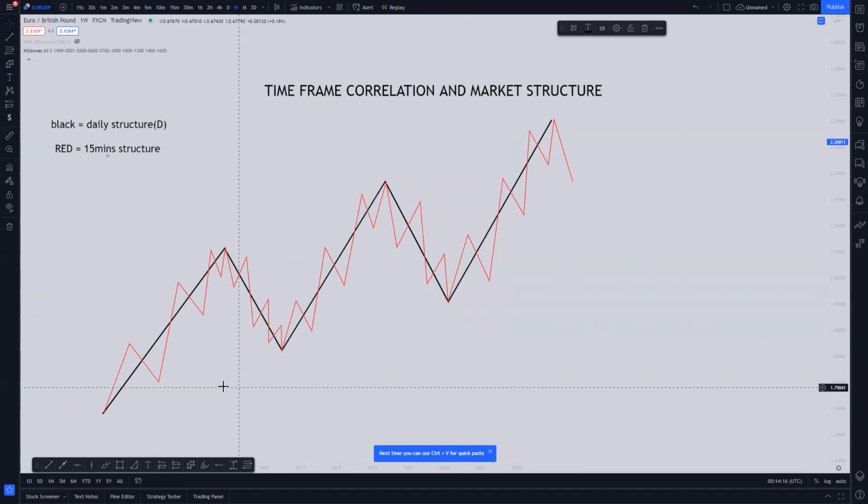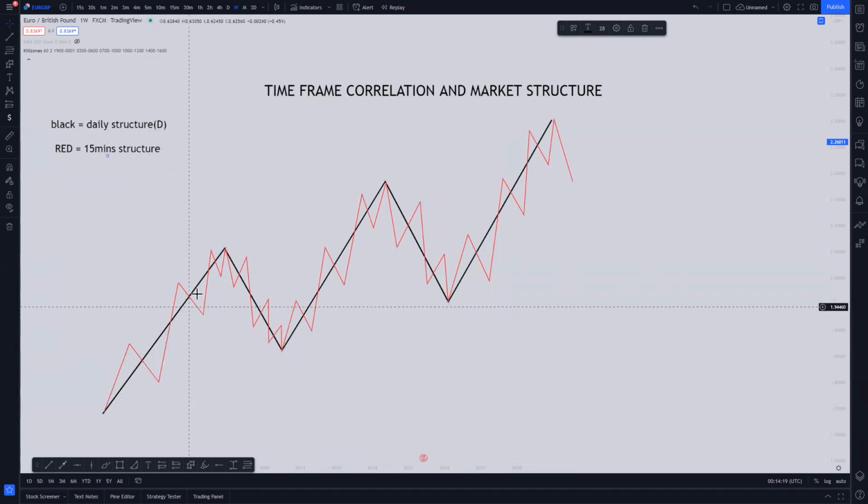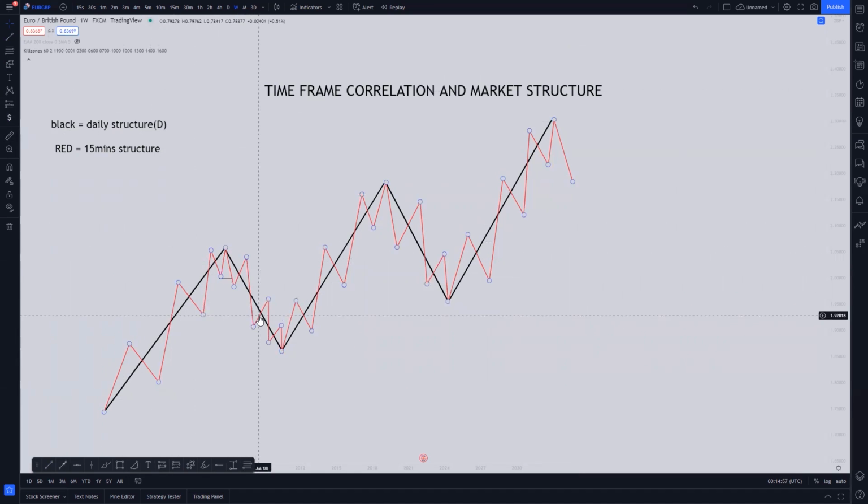Now, if you look at it very well, you discover that the impulsive leg of the day is an uptrend for 15 minutes. Can we see that 15 minutes was forming higher high, higher low, higher high, higher low, higher high, lower low. So that means at this point there was a break of structure for 15 minutes. So immediately 15 minutes broke structure. That would be a confirmation that, oh, the retracement of the day wants to start.